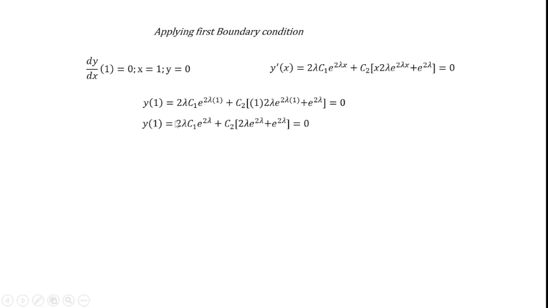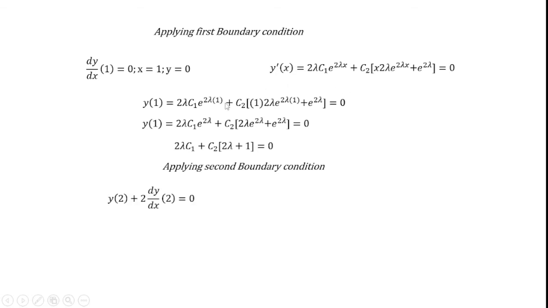From this, we can get the equation for y dash of 1 is equal to 2 lambda into c1 into e power 2 lambda plus c2 into 2 into lambda into e power 2 lambda plus e power 2 lambda is equal to 0. After that, we can simplify this equation for the next step. I can commonly take e power 2 lambda from both variable terms. e power 2 lambda is not equal to 0, so I can remove that factor from the equation. After that, I get 2 lambda c1 plus c2 into 2 lambda plus 1 is equal to 0, which is the simplified form of the first boundary condition applied on the complementary function.